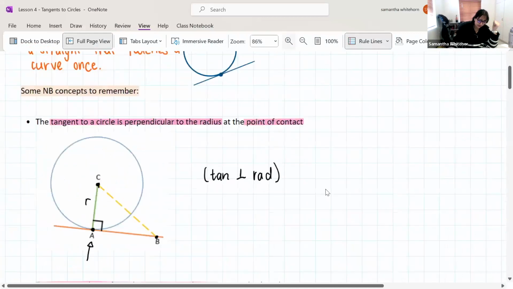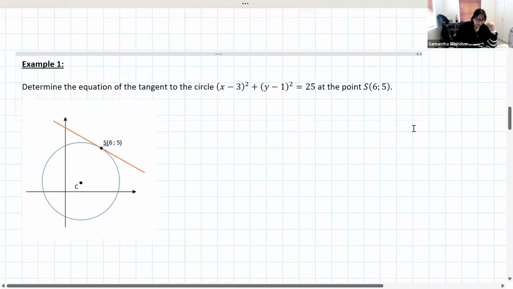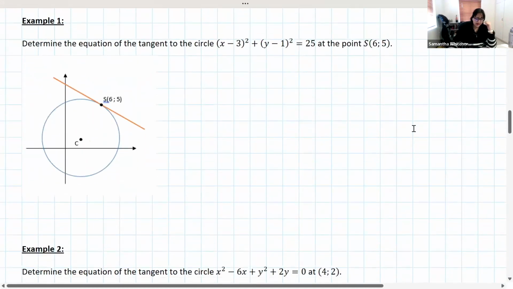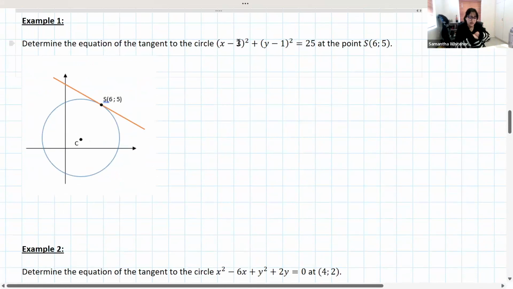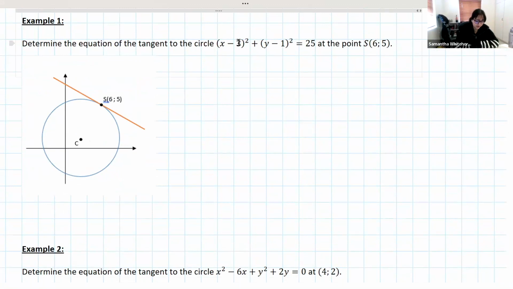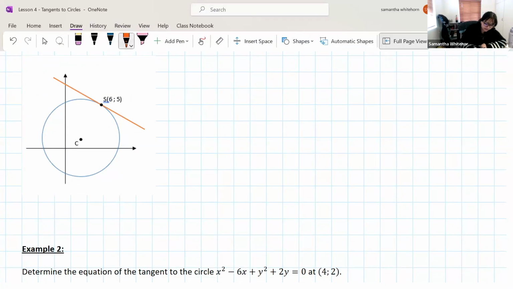So if we have a look at our first example here, we have been told to determine the equation of the tangent to the circle (x minus 3) squared plus (y minus 1) squared equals 25 at point S(6; 5). Okay, so we want the equation of this orange line that we have here.